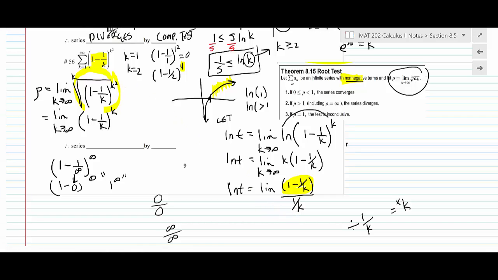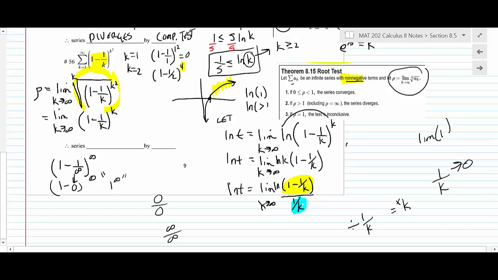Oh, hold on, I forgot about my ln. Sorry, that needs to have an ln there, like that. So that would be the ln of 1, right? What is the ln of 1? 0. What would be the value of the denominator as k goes to infinity? So we have a 0 over 0 limit. Is that clear to everybody? You're just doing the limit of 1 over k, because if k goes to infinity, 1 over k goes to 0. Agreed? Okay, are we good?